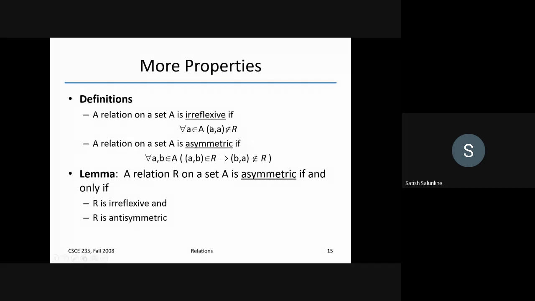Irreflexive. Okay. Please have a copy of this whenever I'm talking, at least a screenshot, of all these properties. What about asymmetric? Asymmetric is what?